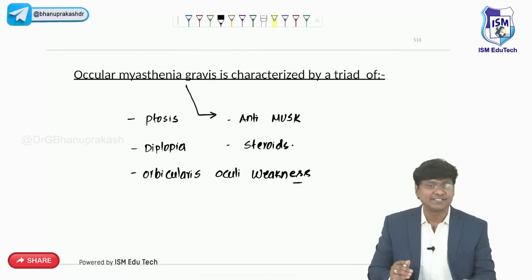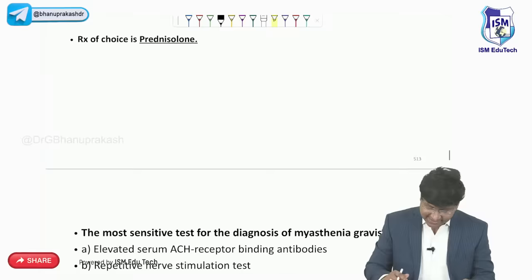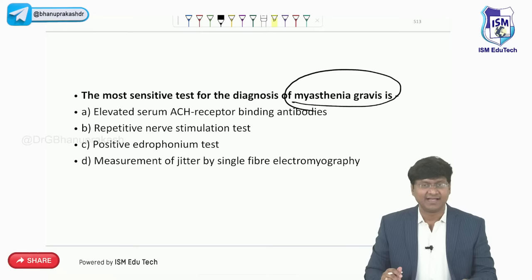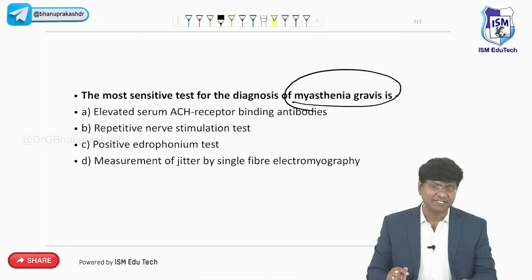Next. What is the investigation of choice in myasthenia gravis? What do you think is the most sensitive test for diagnosis of myasthenia gravis? Elevated ACh receptor antibody, repetitive nerve stimulation test, positive edrophonium test, measurement of jitter by single fiber electromyography. So what do you think is the investigation?